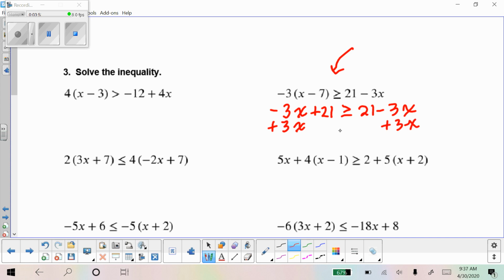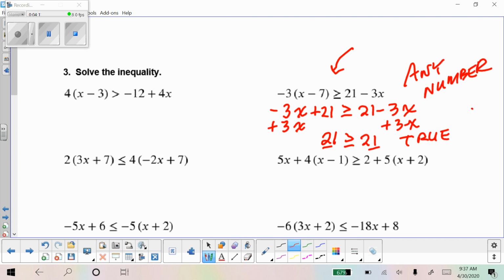And something weird's happening here. I end up with 21 is greater than or equal to 21, which is true. But since that's always going to happen no matter what x is, any number will work here. So all real numbers are solutions to this one. Now, if this would have been false, then we would have said there's no solution. So on some of these, there may be an unusual situation there.